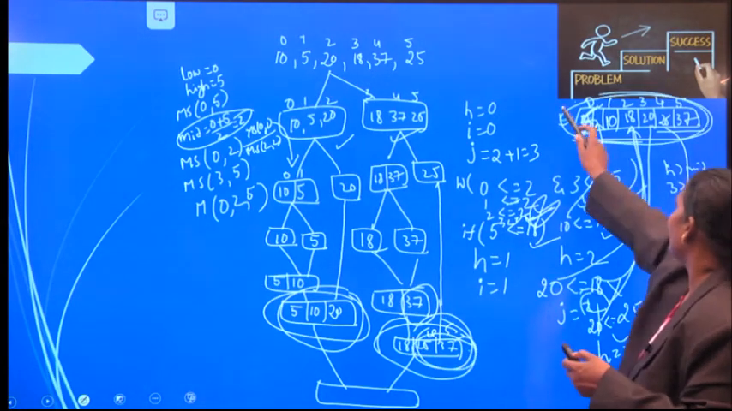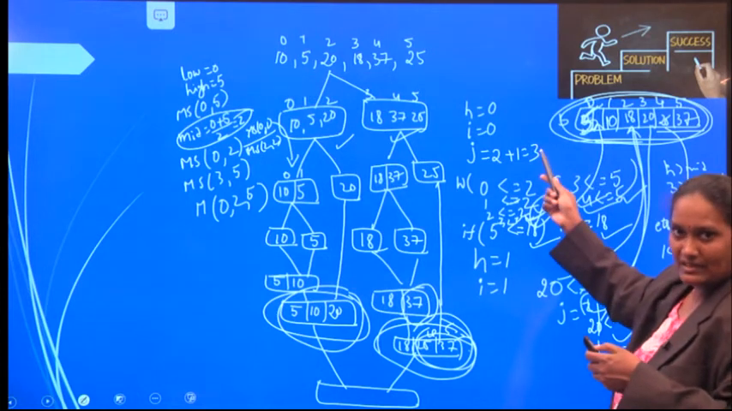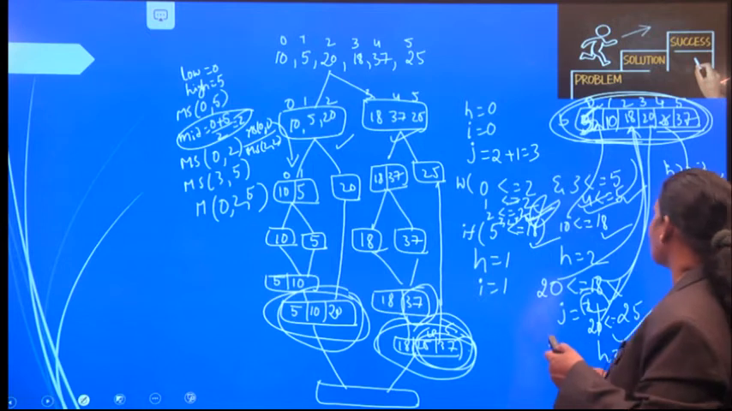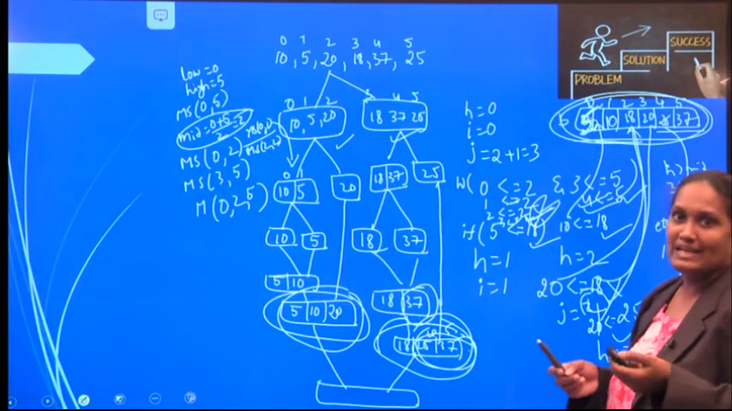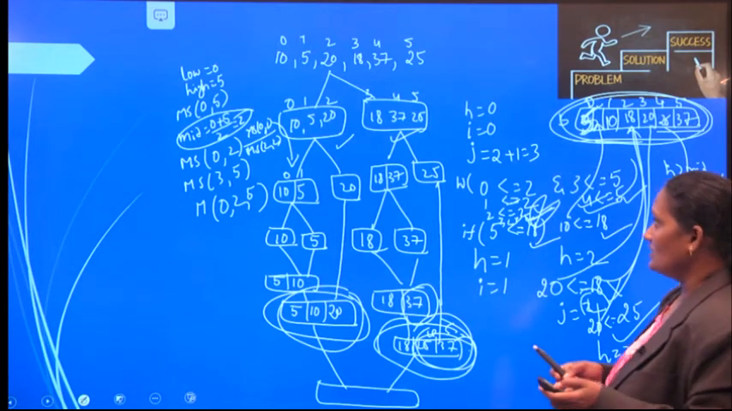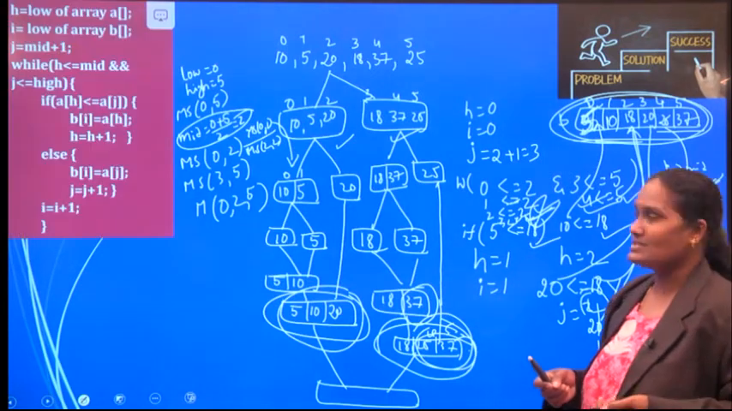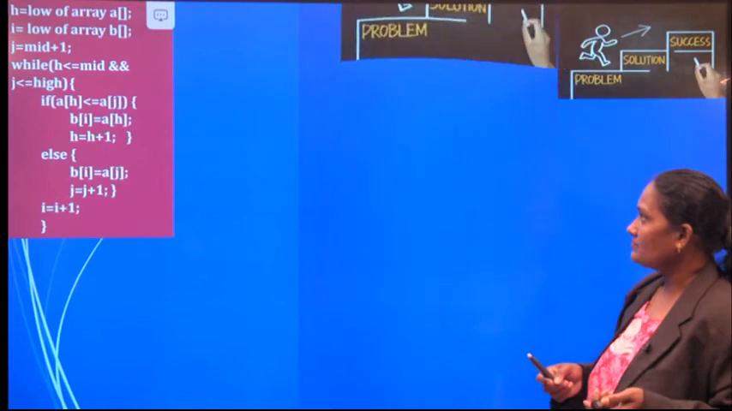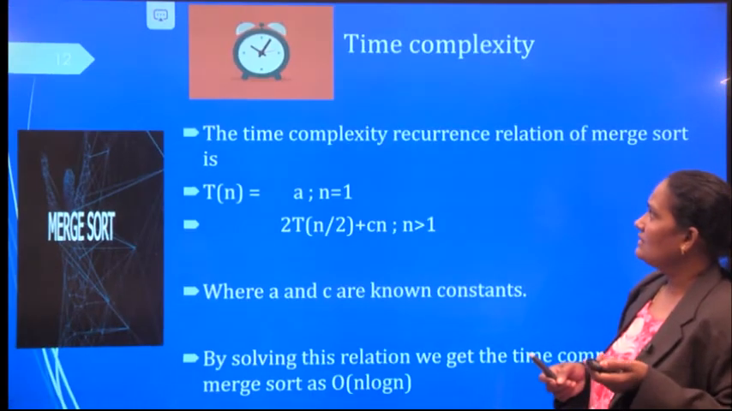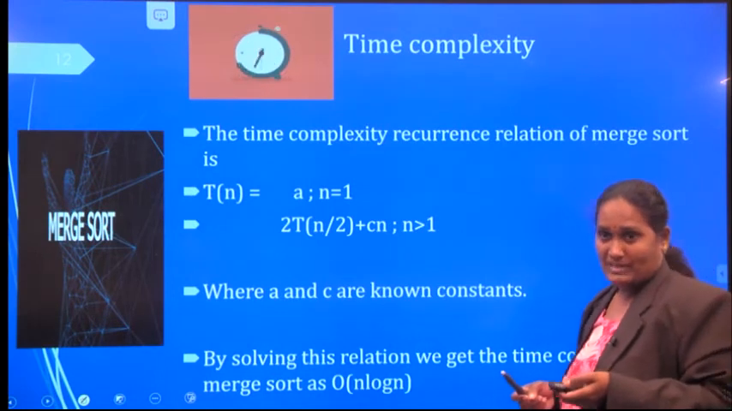So, we get the sorted array in the auxiliary array B. All the elements are transferred to A. By transferring all the elements to A, we will get a sorted array in A. So, I hope you all understood how to analyze the merge sort algorithm. What about the time complexity?